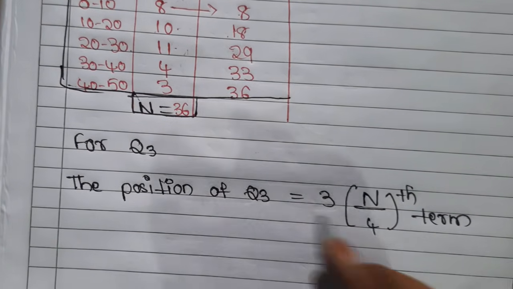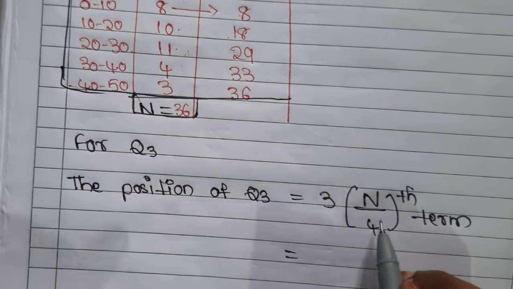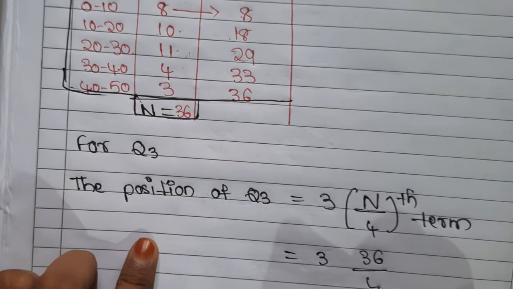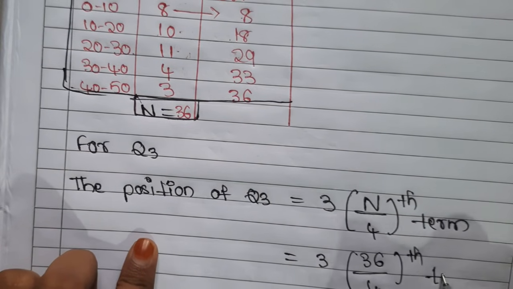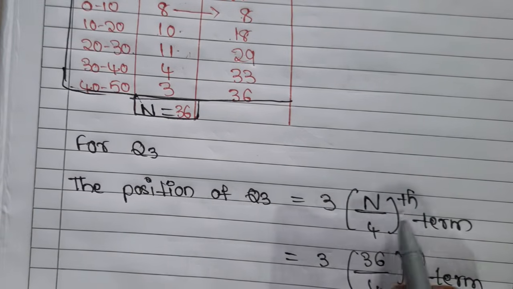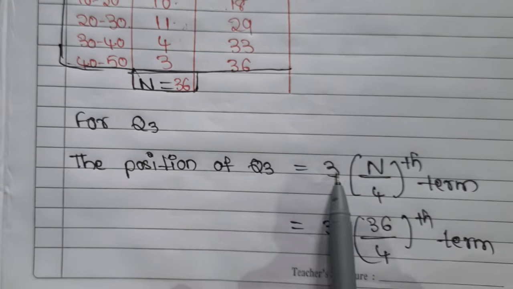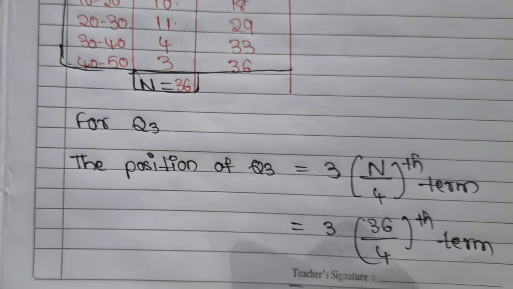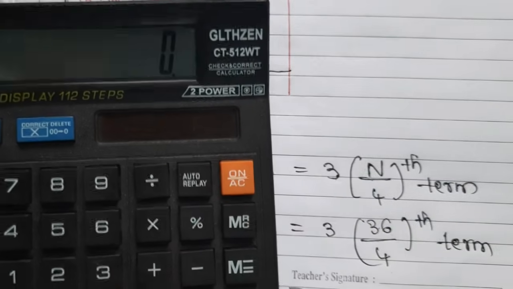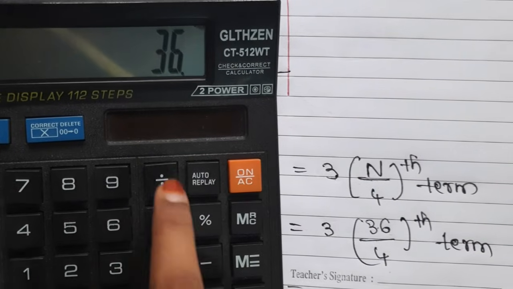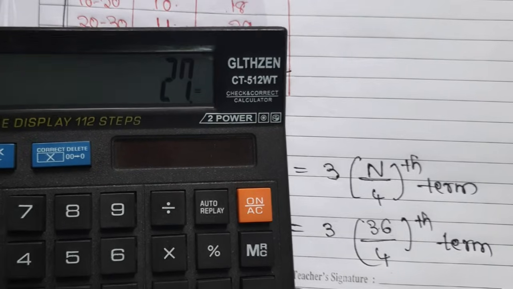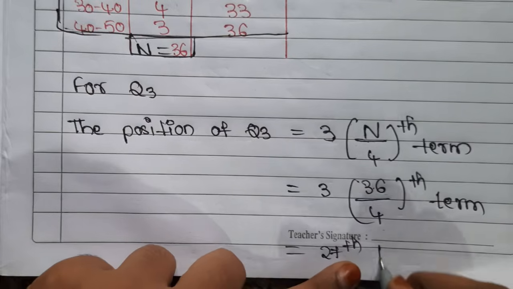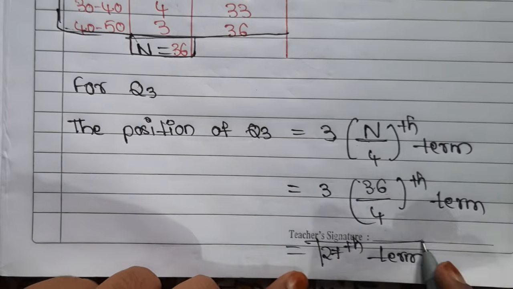So we got n, yes or no? N is 36. This is the formula: 3 into n by 4th term. You take 3 as it is, and n is 36, so 36 by 4th term. Now just do the calculation. Take a calculator: 3 into 36 divided by 4. How much did you get? You got 27. So this is our 27th term.